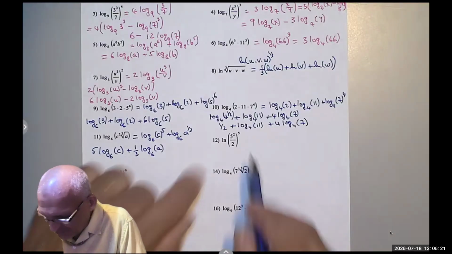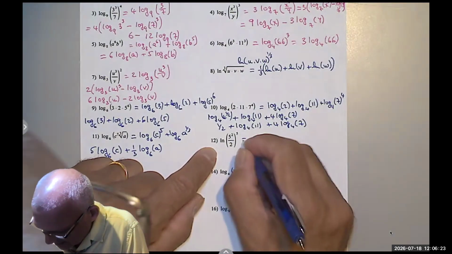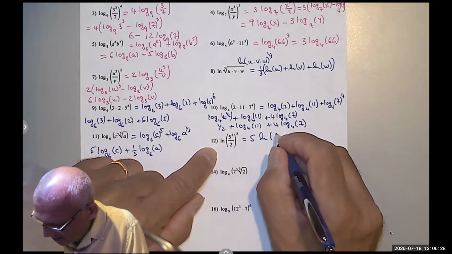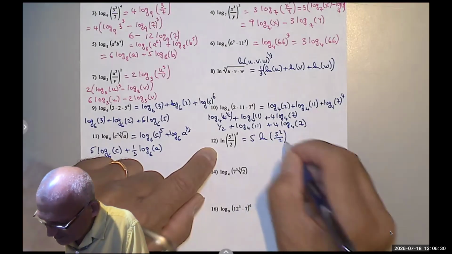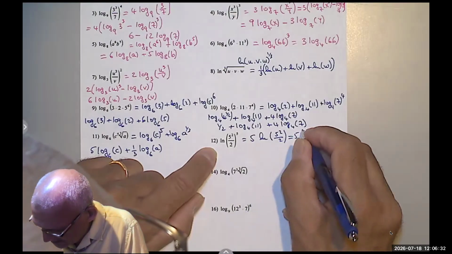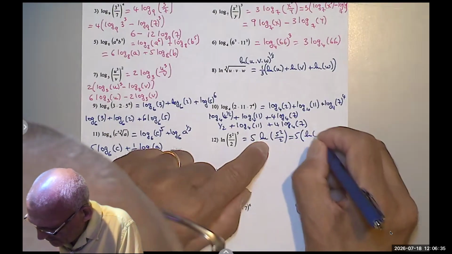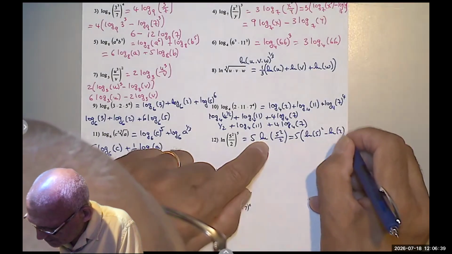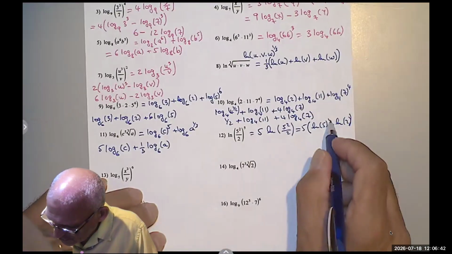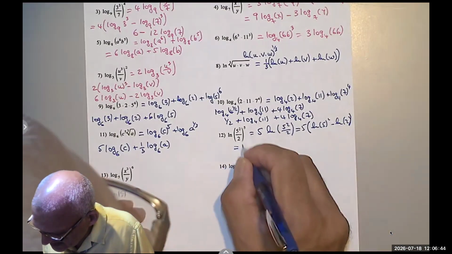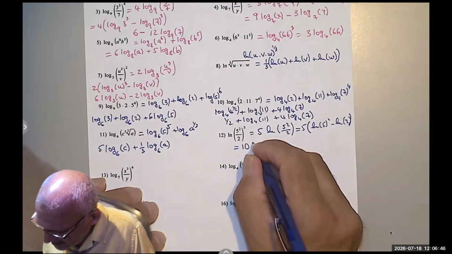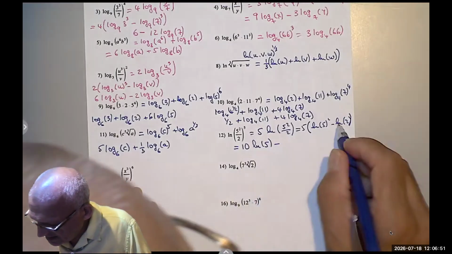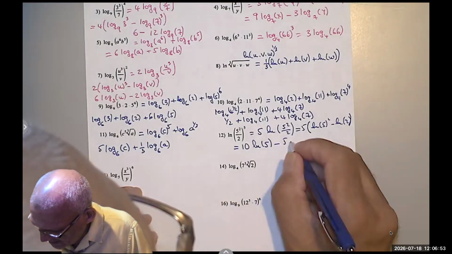Natural log. First of all, the 5 comes down as a multiplier. So 5 natural log of 5 square over 2 equals 5 times natural log of 5 square minus natural log of 2. The 2 comes as a multiplier, so it becomes 2 times 5 is 10 natural log of 5 minus, and I have 5 natural log of 2.